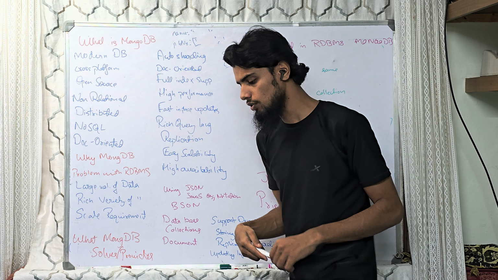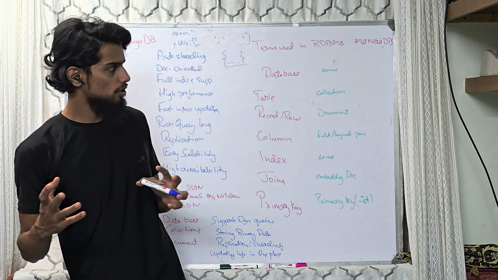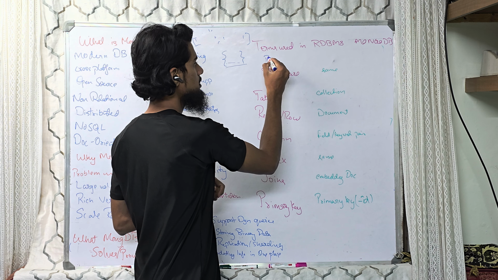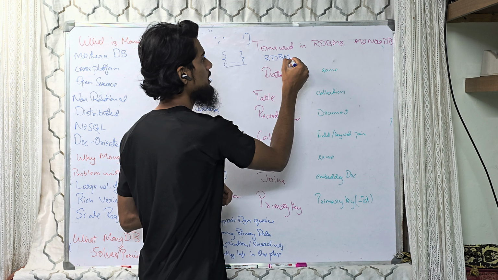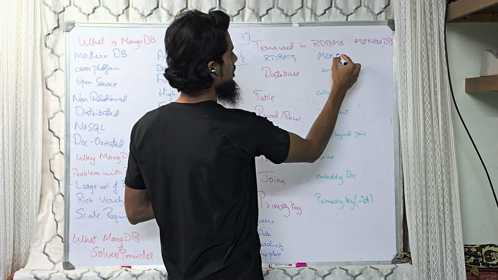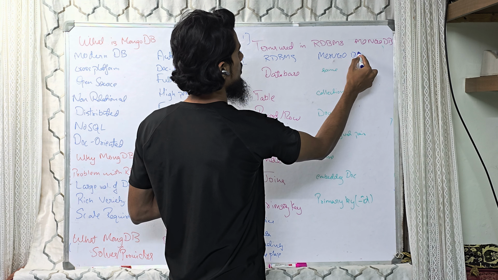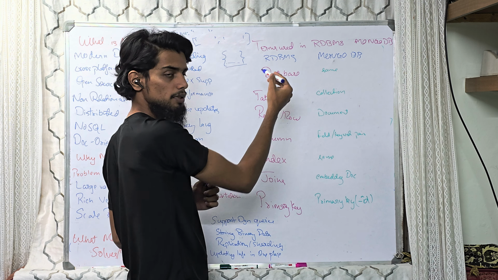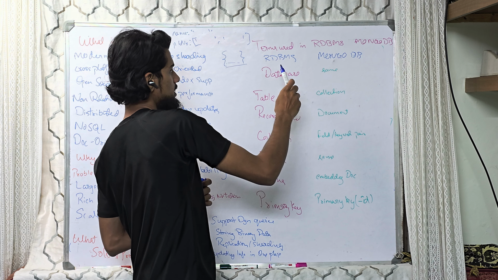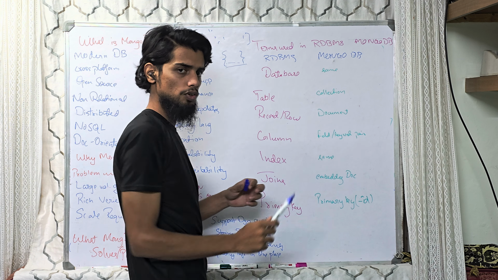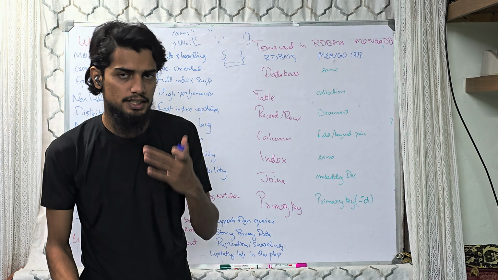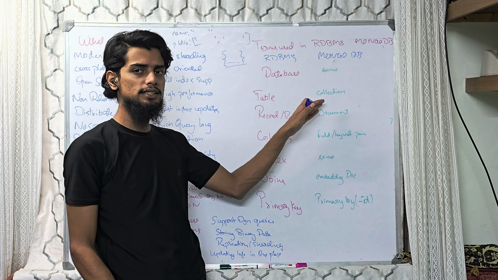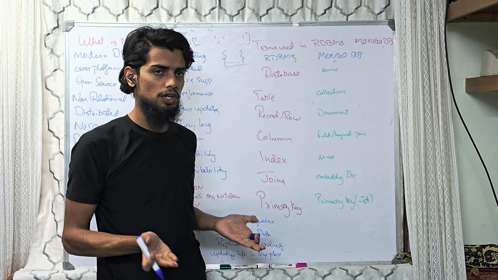Now we'll see the differences between the terminologies in RDBMS and MongoDB. This is RDBMS, and this is MongoDB. What we call a database in RDBMS and MongoDB are the same. But what we call tables in RDBMS are actually called collections in MongoDB. One table is like one collection. A table is in rows and columns, but a collection is not like that; it's in document format.